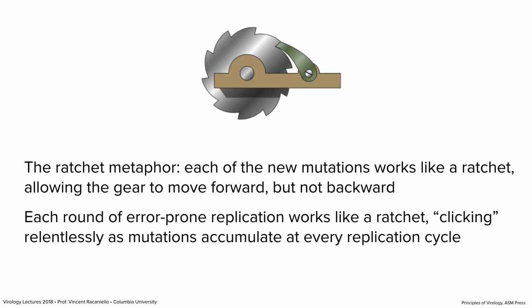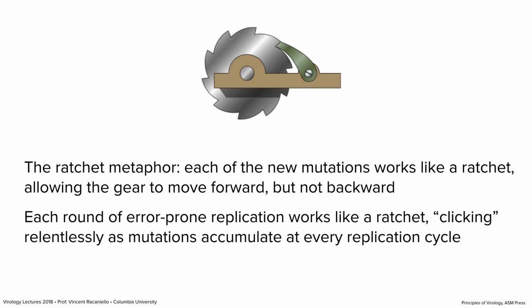goes down. And the reason it's called a ratchet is because each mutation works like a ratchet. You know, a ratchet is a wheel that can go forward, but it can't go back. So you introduce a mutation into the genome by the polymerase, the ratchet goes forward, cannot go back. Another one pushes it forward, and you keep pushing the ratchet forward until you have so many mutations accumulated that the virus is no longer infectious.